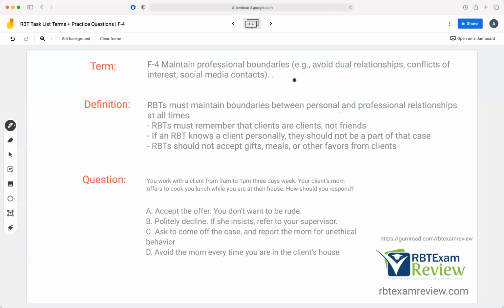All hypotheticals, yes, okay? But it is the reality where relationships become very tricky, and it makes being an RBT in a professional relationship more difficult. So we want to avoid these situations as much as possible. Okay. So question, you work with the client from 9 a.m. to 1 p.m., 3 days a week. The client's mom offers to cook you lunch while you're at their house. How should you respond? Okay.